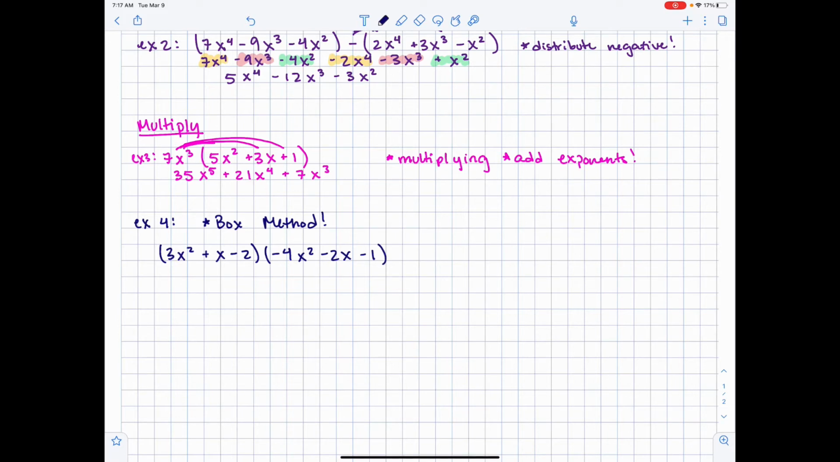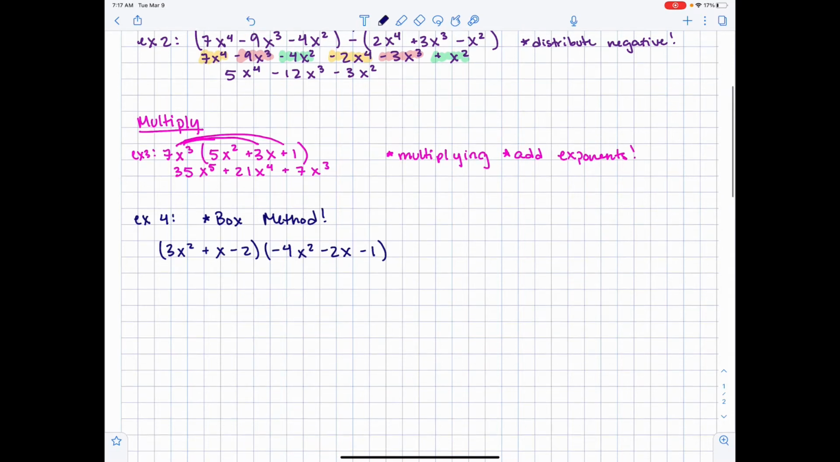Normally you, of course, if you wanted to, you could distribute every term and keep going. That takes a while and it ends up being really long. So what we're going to do is set up a box here. You're going to put one of your polynomials going down. So I'm going to take this polynomial right here, and I'm going to write the terms going down. So we're going to do 3x squared plus x minus 2. And if you notice, I took the coefficients with it too. I'm just going to highlight that so you all see where that's coming from.